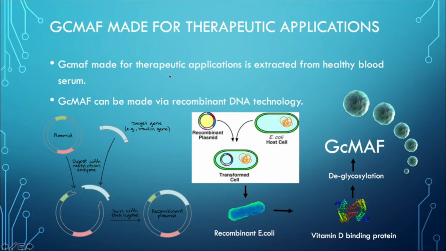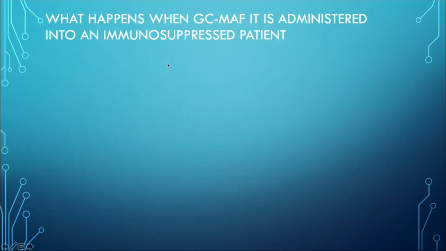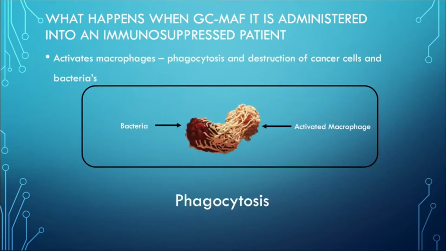Before GcMAF is administered, it undergoes a purification process. This ensures the sterility of the product. GcMAF is either administered via intramuscular injections or nebulization. Now let's take a look at what happens when GcMAF is administered into an immunosuppressed patient. Well, GcMAF activates macrophages. This allows phagocytosis to destroy cancer cells and bacteria.